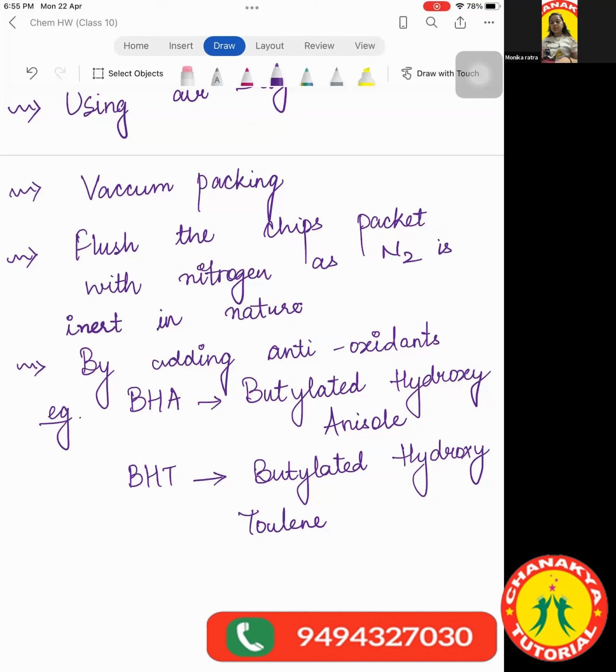So can we move further and start the discussion of the questions of NCERT? Ma'am, what is anisole and toluene? These are the compounds. I'll write the formula also, but you will not be able to understand it much, so there's no point. It will come when you go in class 12. It is not of your syllabus. You should just know the names of the antioxidants which are commonly used.